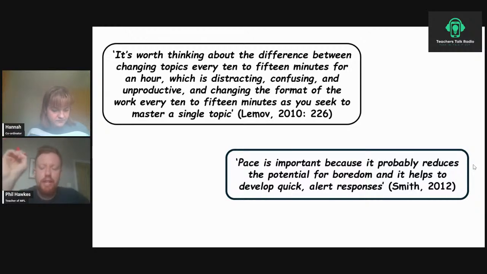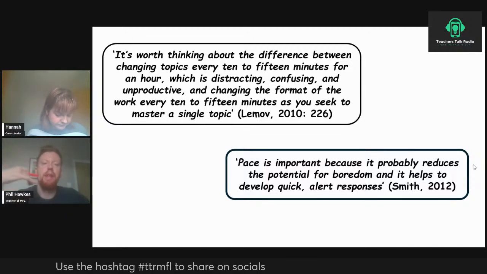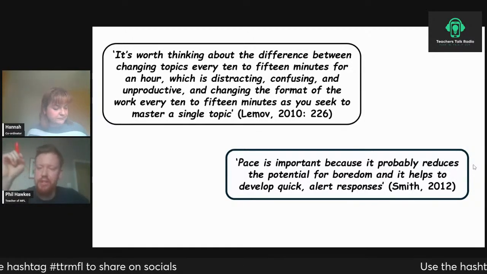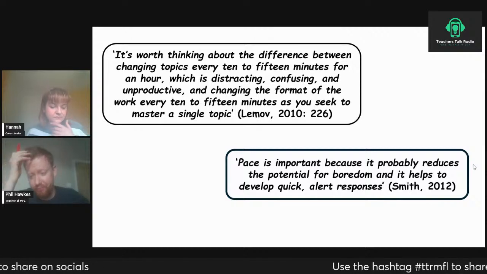But I think if you've got a really clear idea at the end of the lesson about what you want your students to be able to do, produce, what you want them to write or say out loud, then it makes it a lot easier. So that's just something that's really stuck with me throughout my teaching career.